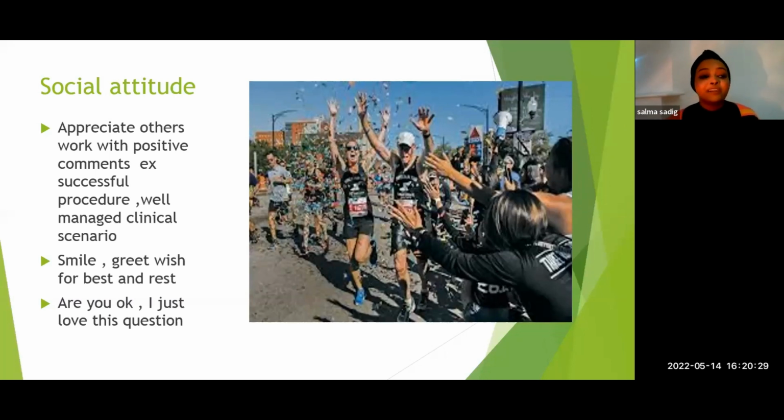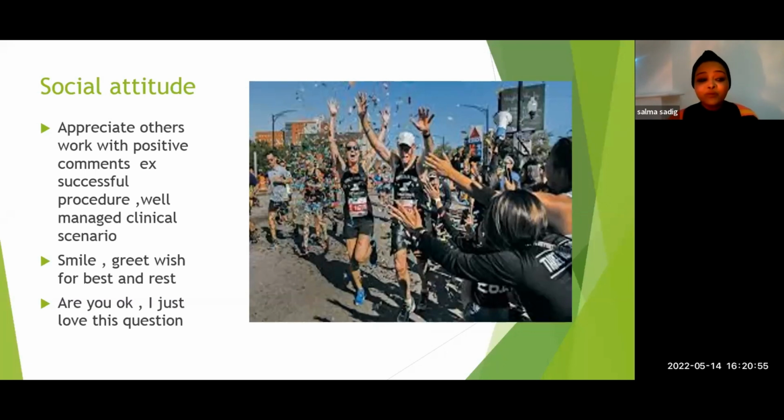Sometimes a colleague will really master a very difficult line, or another colleague will master a very difficult LP. There are things that really are worth noting. So cheer for them and give them positive comments, and immediately you will have a bond with this colleague, and it will make a huge impact in your social attitude among your colleagues.